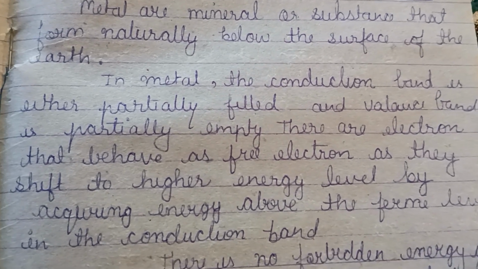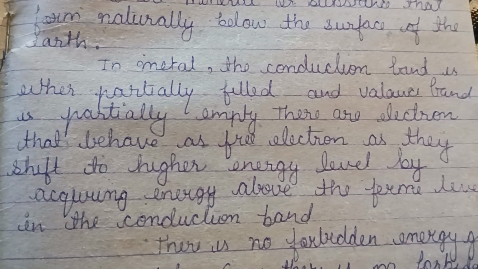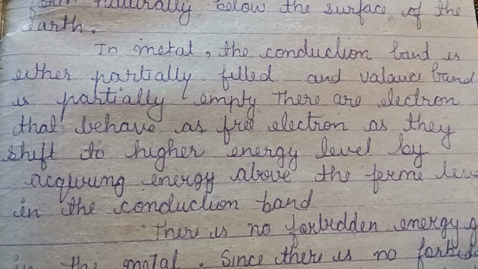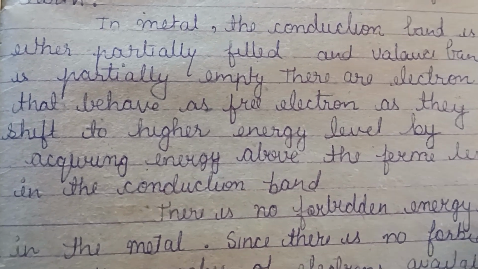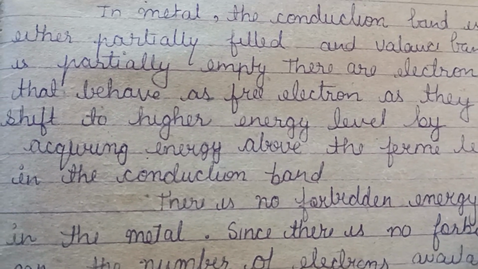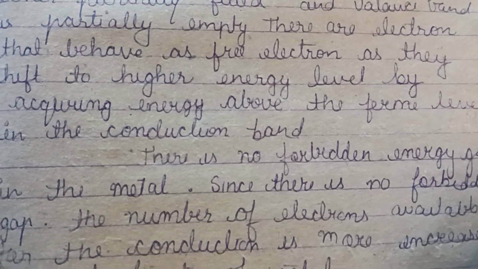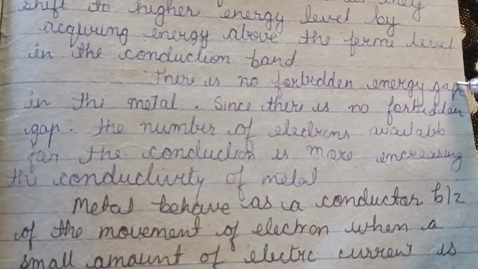In metal, the conduction band is either partially filled or the valence band is partially empty. There are electrons that behave as free electrons as they shift from a higher energy level by acquiring energy above the Fermi level in the conduction band. So there is no forbidden energy gap in the metal.